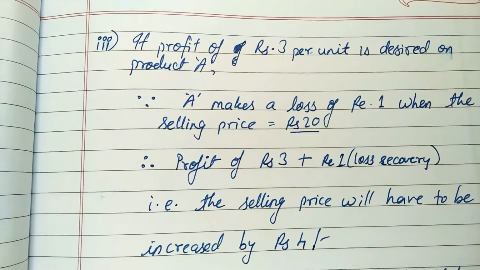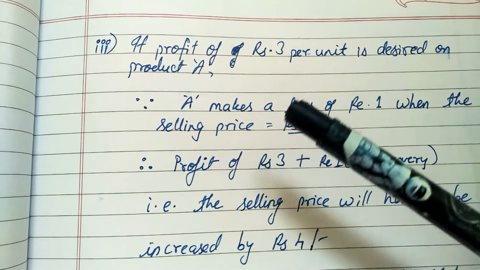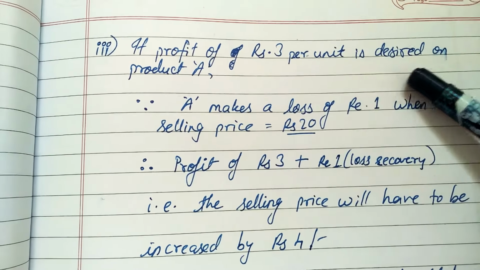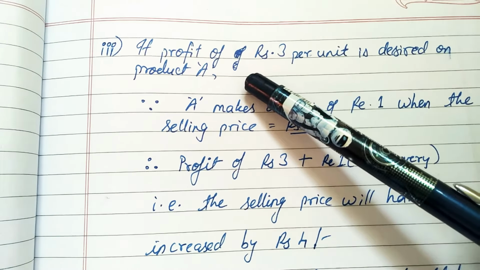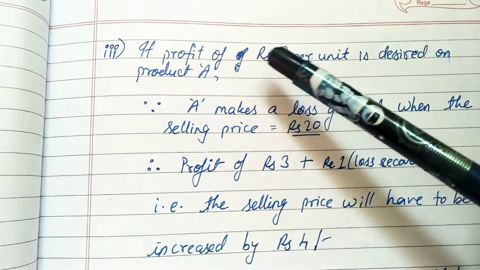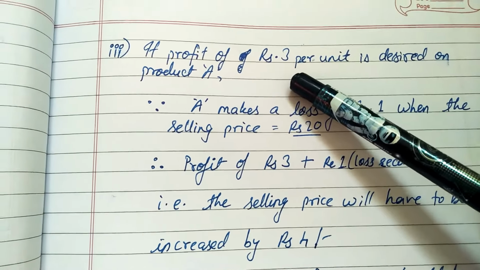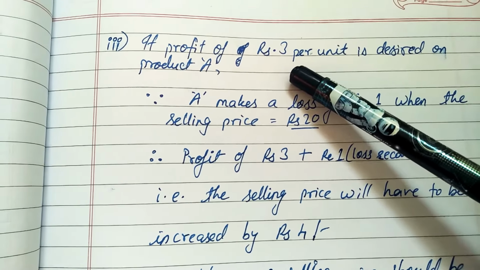Now the third question is quite simple. What is said is that if a profit of 3 rupees per unit is desired on product A, wherein currently you are having a loss of 1 rupee, if that loss has to be converted into 3 rupees profit per unit, what should be the selling price of A?